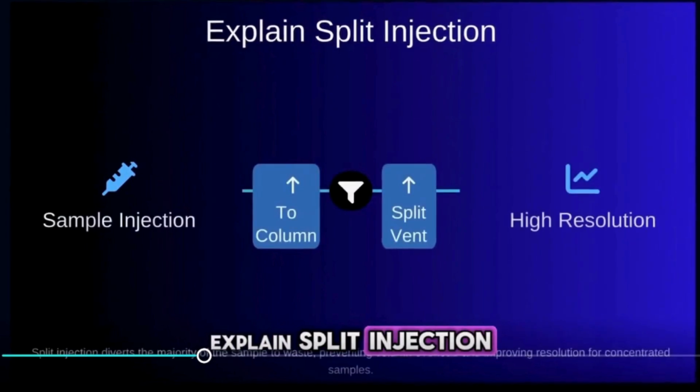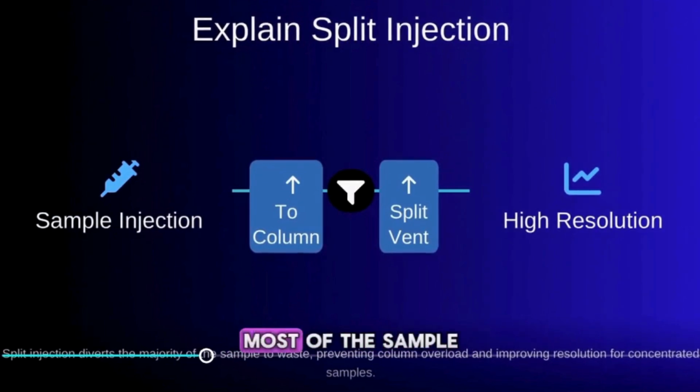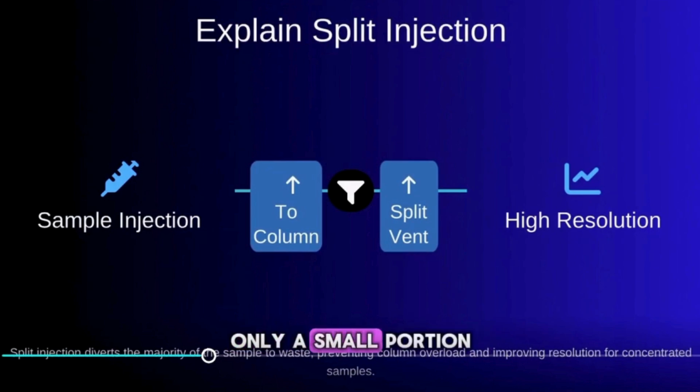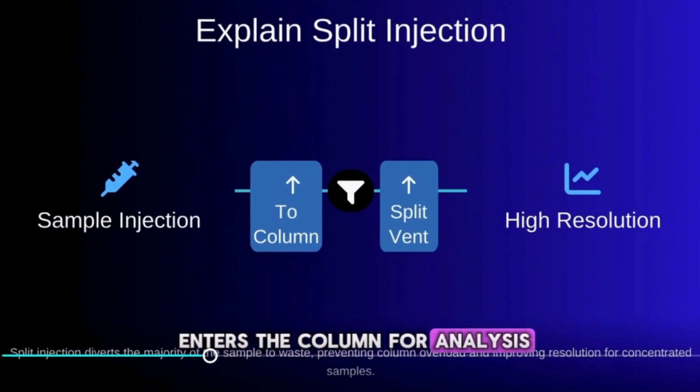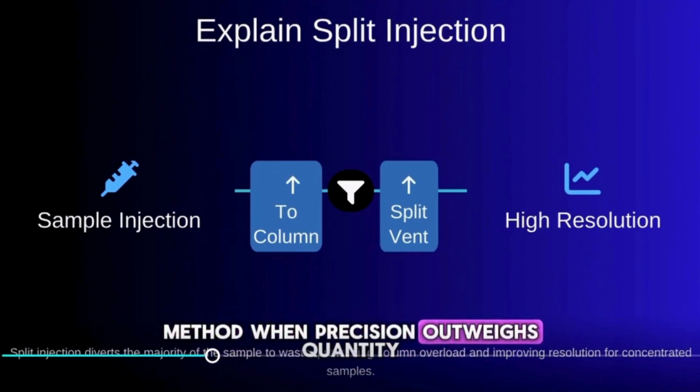Explain split injection. Split injection helps manage concentrated samples. Most of the sample is vented out to avoid column overload. Only a small portion enters the column for analysis, giving cleaner peaks. It's the go-to method when precision outweighs quantity.